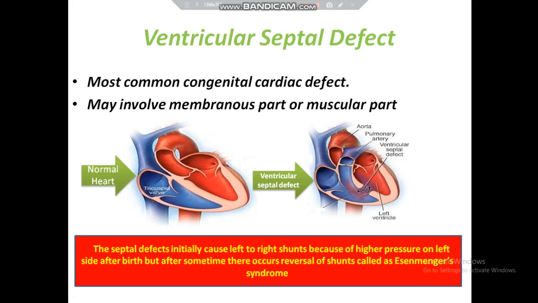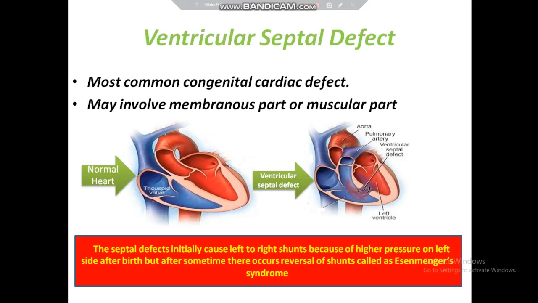So the pulmonary pressure will increase. Once pulmonary pressure increases, the right side of the heart will have to work more, as a result of which it will undergo hypertrophy, and pressure will increase on the right side. A stage is reached where the pressure on the right side of the heart becomes more than that of the left side of the heart. So there will occur reversal of the shunt.